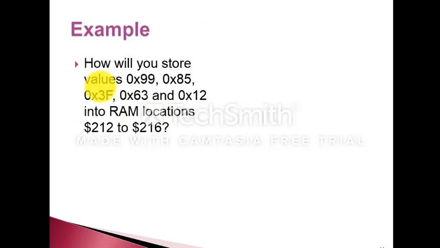How will you store the values 0x99, 0x85, 0x3F, 0x3, and 0x12 into RAM locations from 212 to 216? Simply, you can do it by using the LDI statement and the STS statement. I would say please pause a moment and try to do this program by yourself. So please hold on and try to do it by yourself.